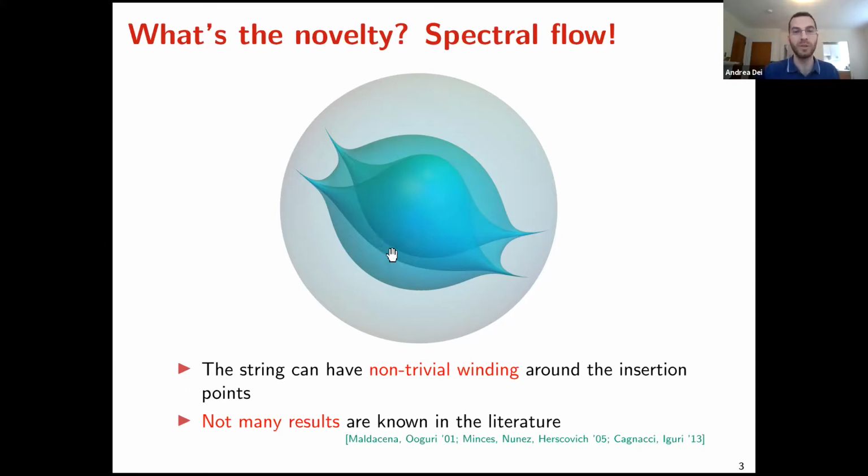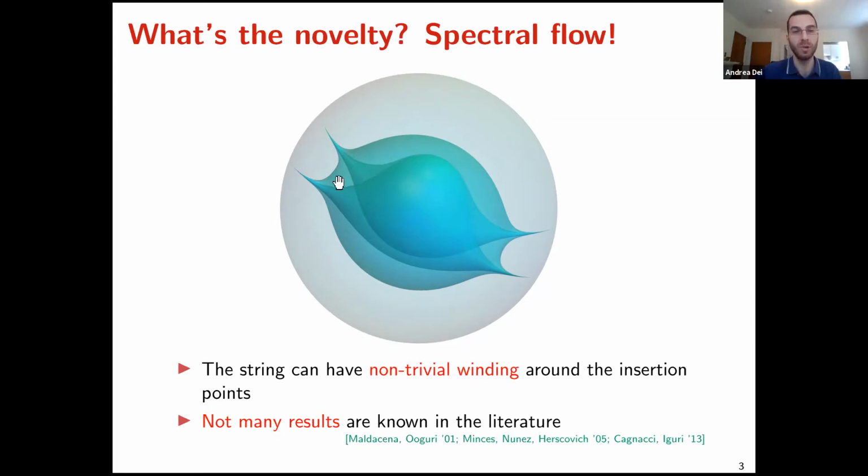And you can see there are various sheets. You can count 1, 2, and 3 here. And you have 4 insertion points. So you have 4 points where the string is attached to the boundary. So this is the cartoon of a 4-point function. Now, what is new for AdS3 is that close to the insertion point, where the string is attached at the boundary of the sphere, you see that the worldsheet can wind multiple times.